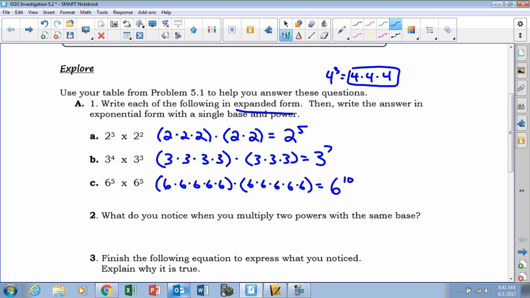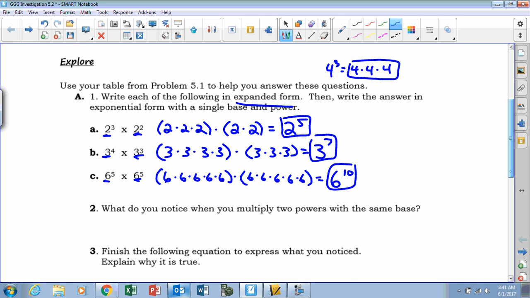So let's answer the question down below. It says, what do you notice when you multiply two powers here with the same base number? A had the base number of 2, B was 3, and C was 6. What do you notice? How do we come up with these answers? What do we basically do? Anyone see the pattern? Added the exponents. Good.